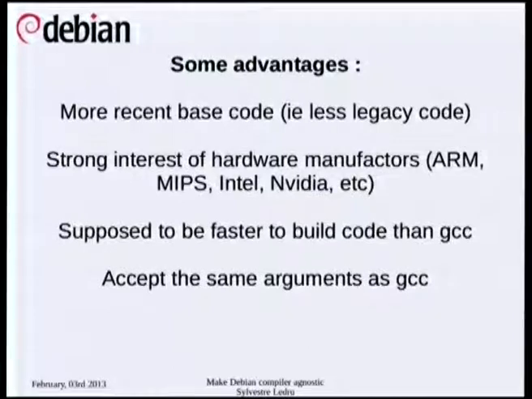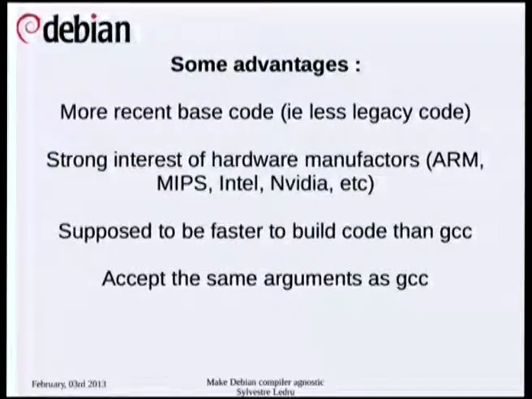So Clang has some advantages over GCC and other compilers. Since the work started in the 2000s, the code base is cleaner. That means the architecture is from the 2000s and not from the 80s, so it is easier to get into the code and understand what things are doing and how it works. It has a very strong interest from many industrial hardware manufacturers. I haven't added them to the list, but Sony and Samsung are also contributing to the source code. It is supposed to build faster than GCC. On the software I'm working on, it is true. I'm not sure it is true with every project, but most of the time it is.